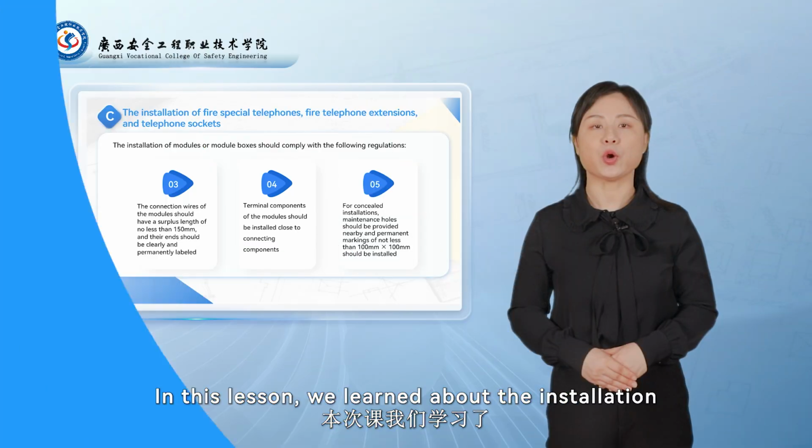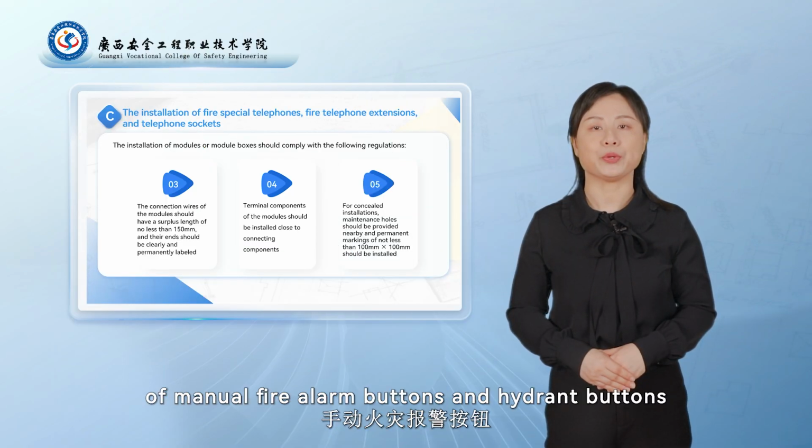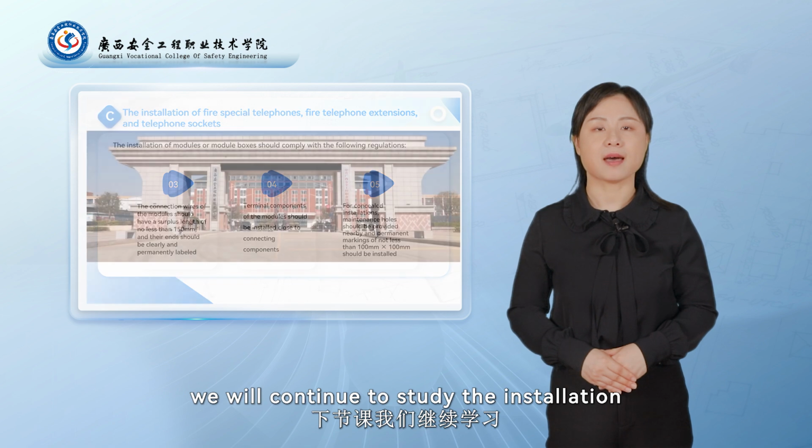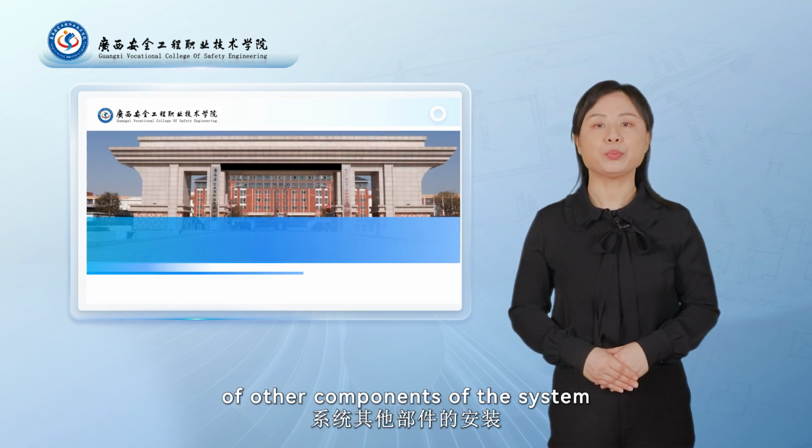In this lesson, we learned about the installation of manual fire alarm buttons and hydrant buttons. In the next lesson, we will continue to study the installation of other components of the system.